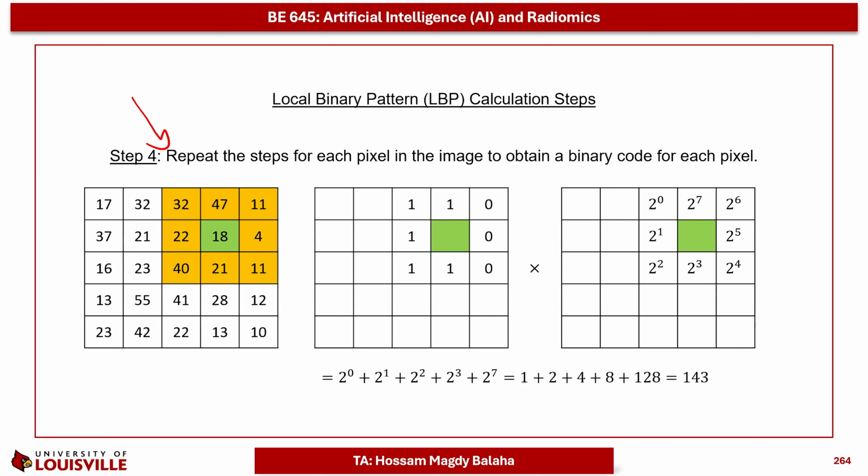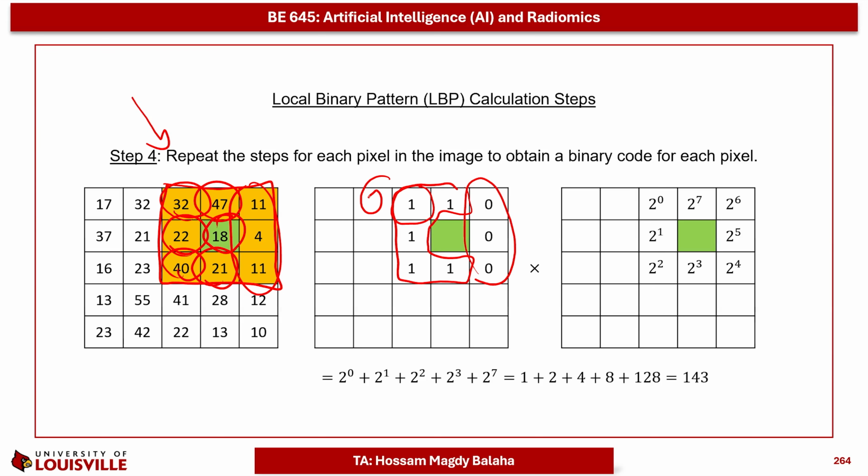Let's take another example. We have that matrix with that threshold, and here, let's assume we are using a 3 by 3 matrix. Then compare. Simply, these pixels are above 18, so we fill them with 1. And these pixels are below 18, so we fill them with zeros. We said, let's assume we are starting here and moving counterclockwise.